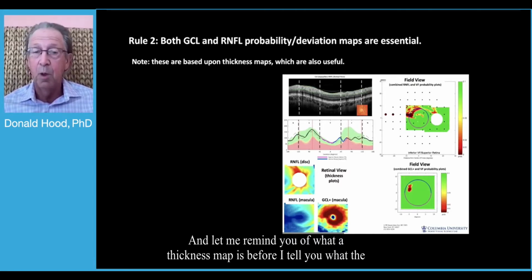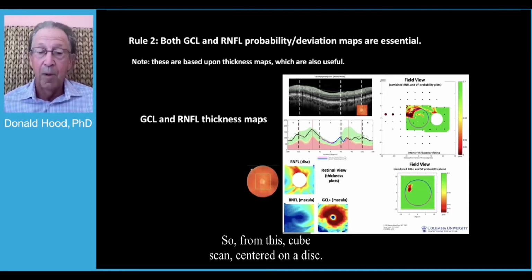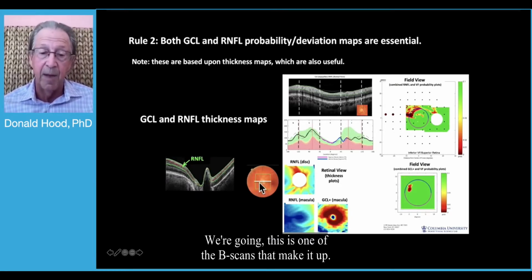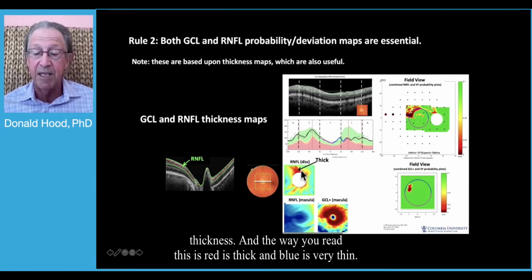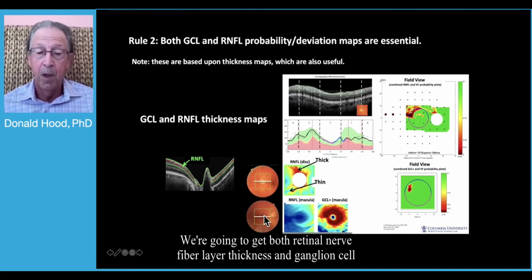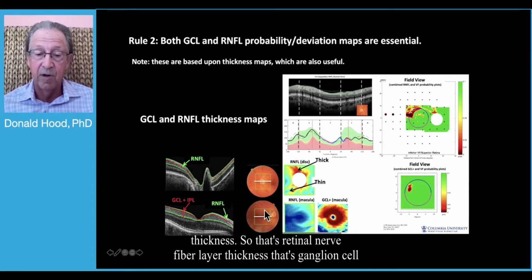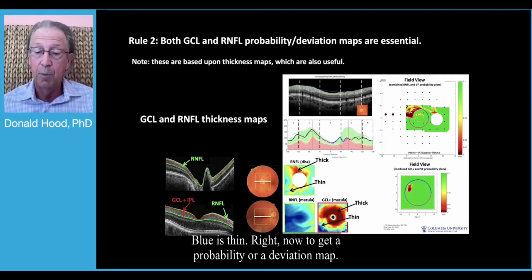And let me remind you of what a thickness map is before I tell you what the probability map is. So from this cube scan here centered on the disc, this is one of the B scans that make it up. We're going to get retinal nerve fiber layer thickness. And this is a pseudo color plot here of the thickness. And the way you read this is red is thick and blue is very thin. From the cube scan centered on the macula, or the fovea, we're going to get both retinal nerve fiber layer thickness and ganglion cell thickness. So that's retinal nerve fiber layer thickness, that's ganglion cell thickness, and again, dark red is thick, blue is thin.